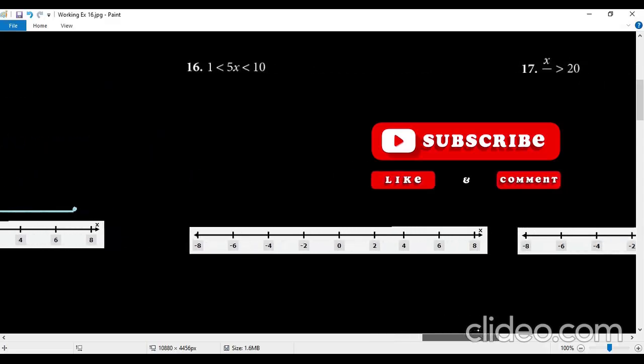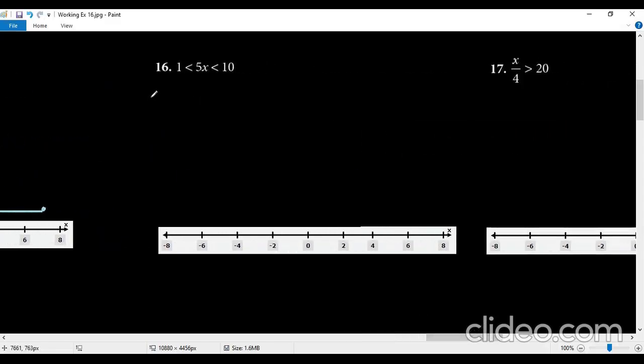Moving on to question number 16, which is 1 less than 5x and 5x less than 10. So x less than 2. And in here, you have 1 divided by 5, which is going to be 0.2, and this is positive. So remember, this is going to be a filled circle. First one is going to be an empty circle on 0.2.